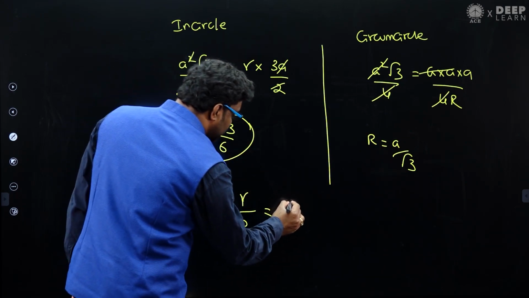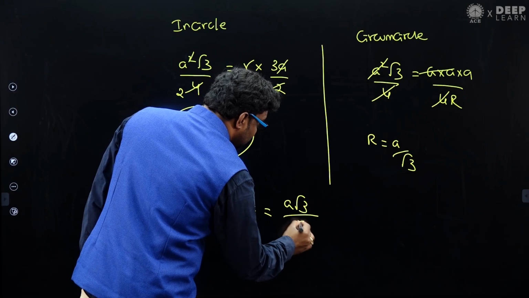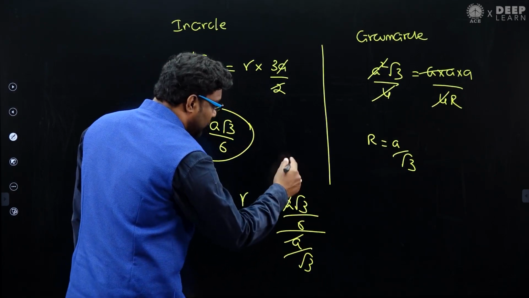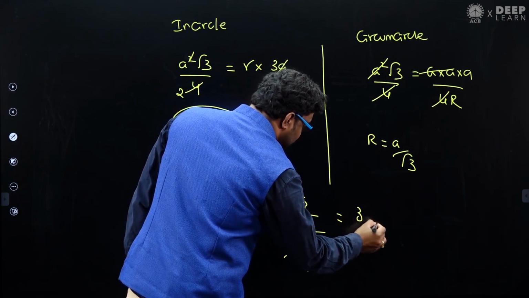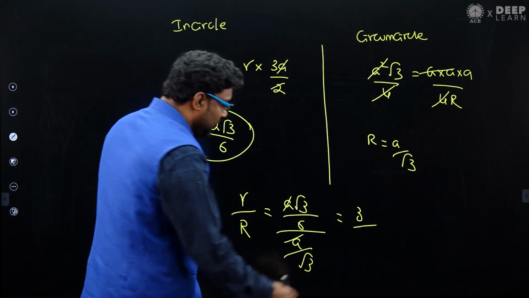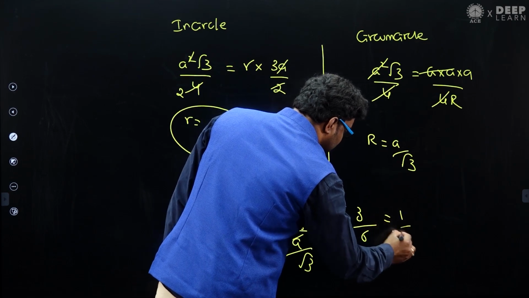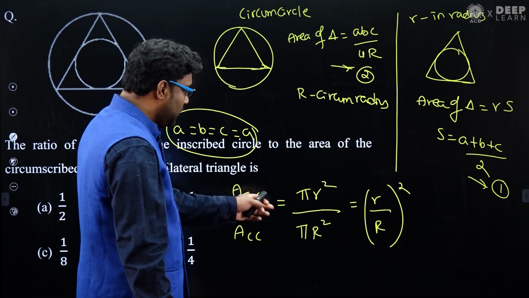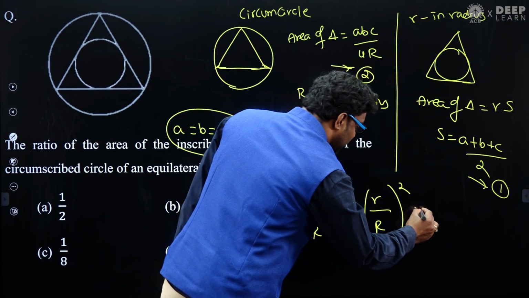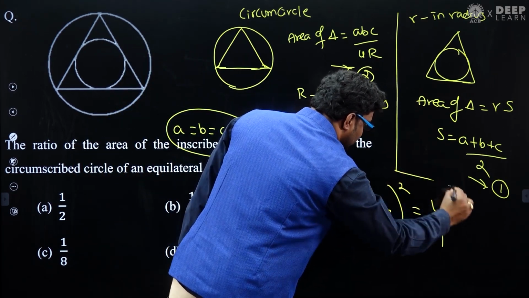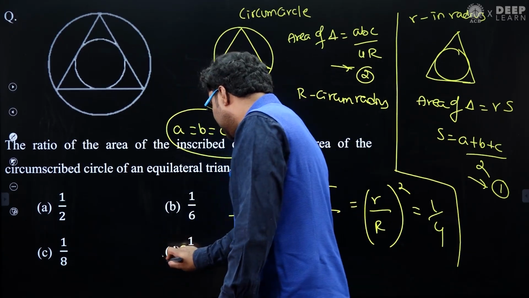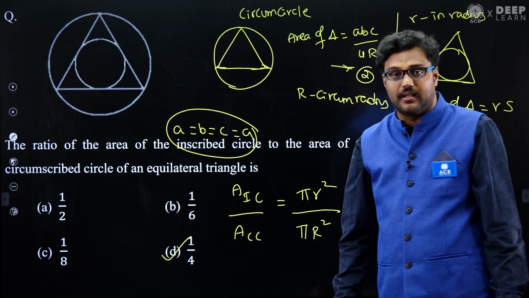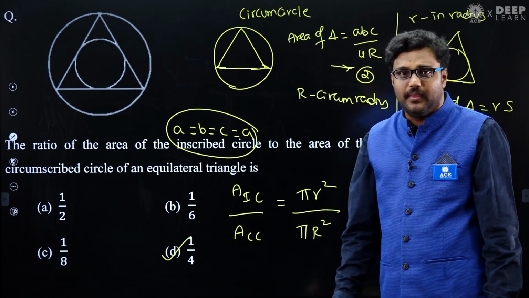This is a root 3 divided by 6, whereas this is a by root 3. Now a gets cancelled, this root 3 goes to the numerator and it becomes 3. 3 divided by 6 is nothing but 1 by 2. So small r divided by capital R is 1 by 2. So the area ratio will be 1 by 2 whole squared, which is 1 by 4, my dear friends. So option D is correct. The area of the incircle with respect to the area of the circumcircle is 1:4.